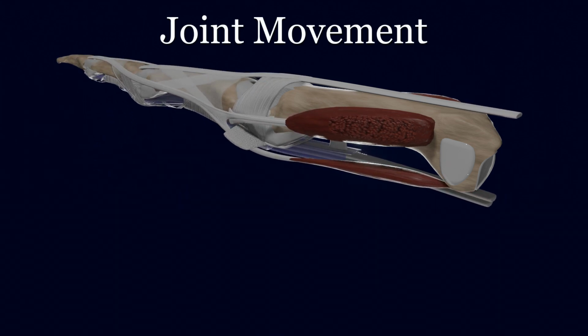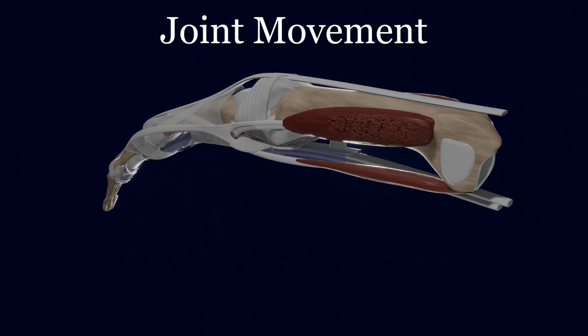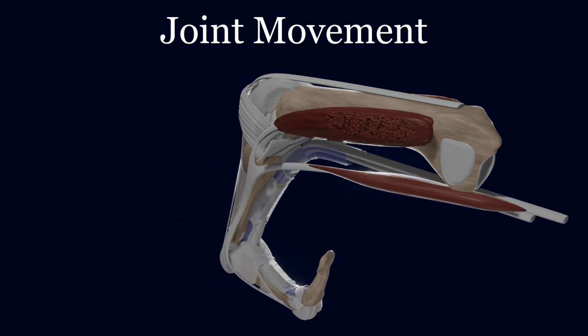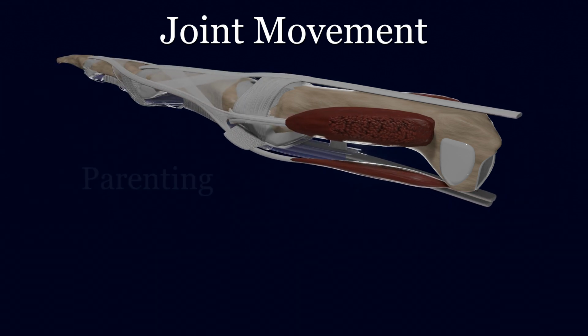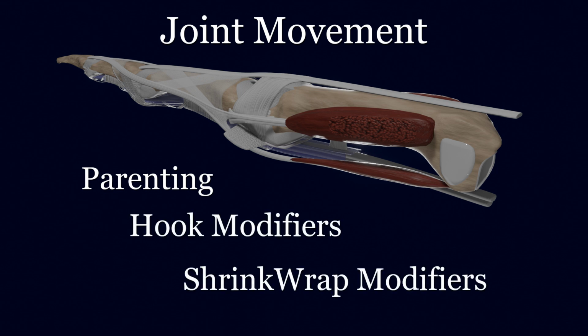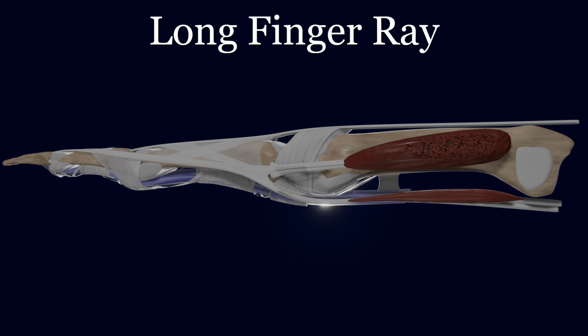This is transmitted via tendons attached to the bones and accompanied by movements in ligaments, joint capsules, and skin. In Blender, these changes can, in part, be accomplished through parenting, hook modifiers, and shrink wrap modifiers. However, structural changes in mesh will inevitably become necessary. A model of the long finger ray from a human hand is presented for demonstration.